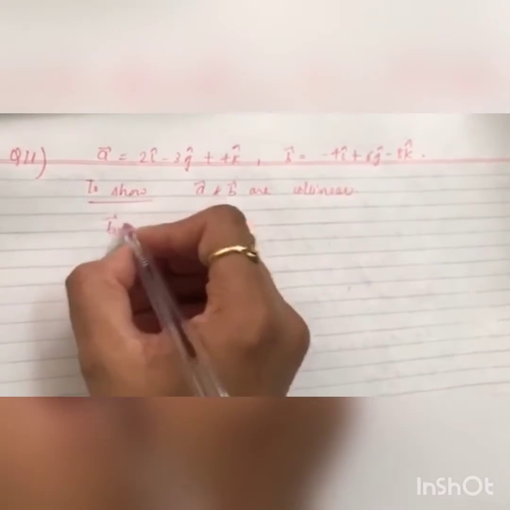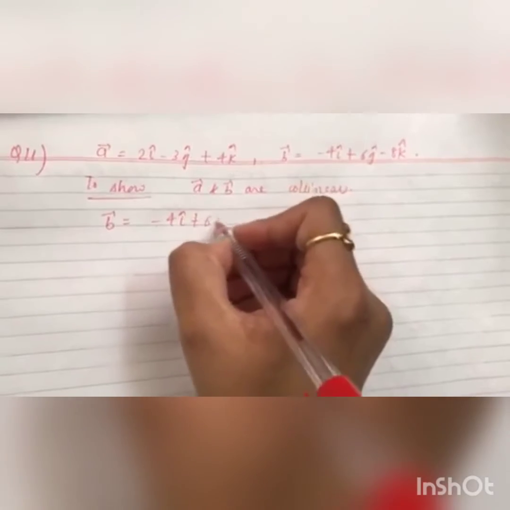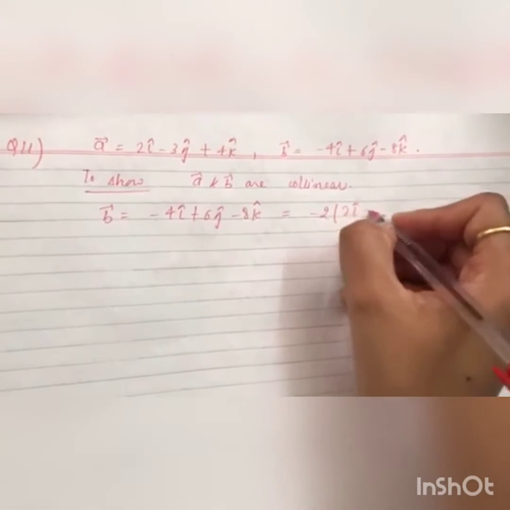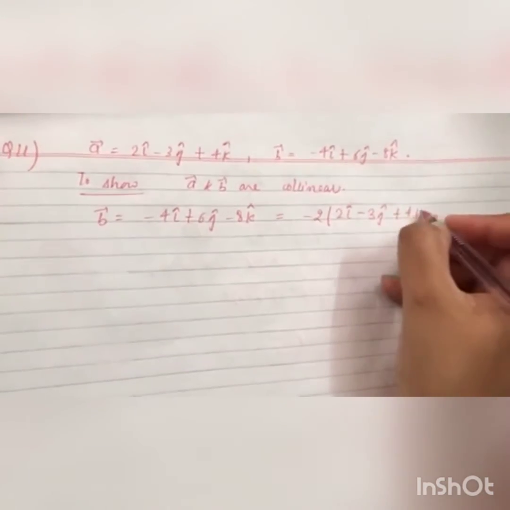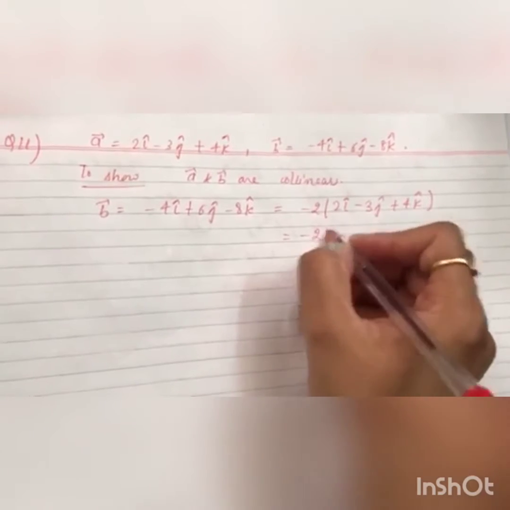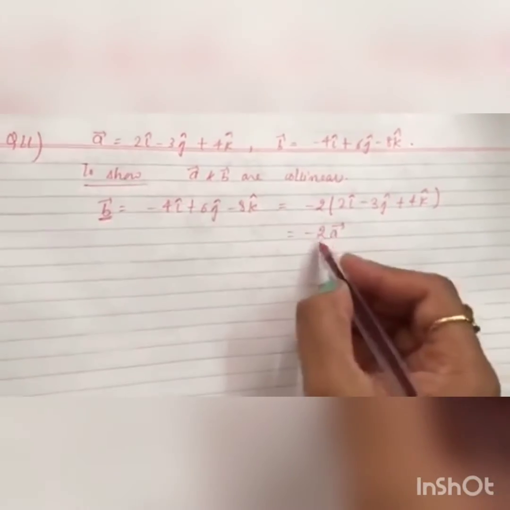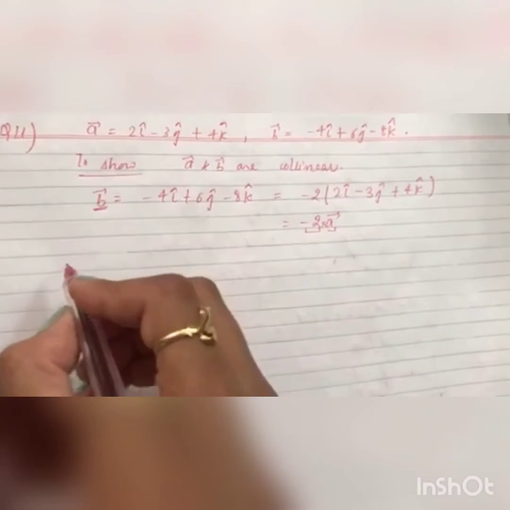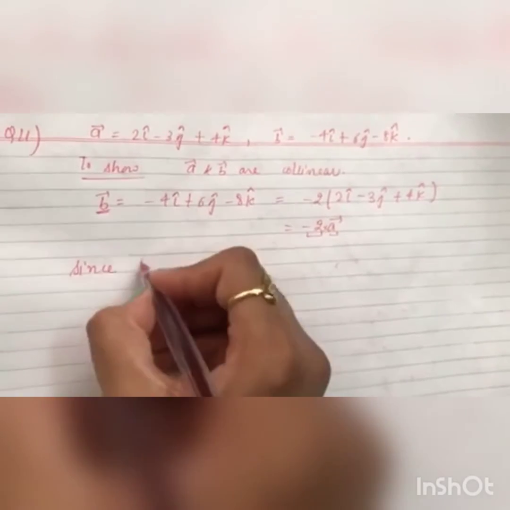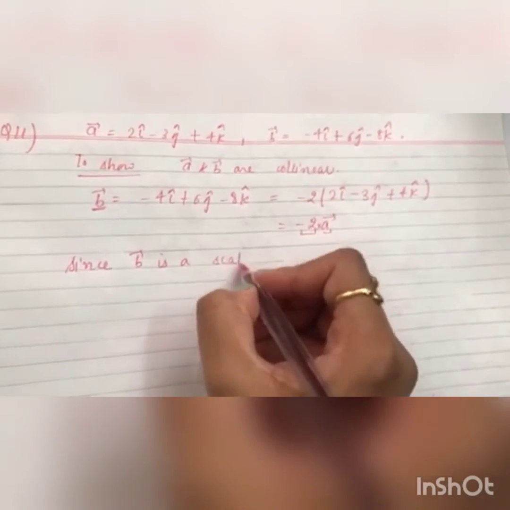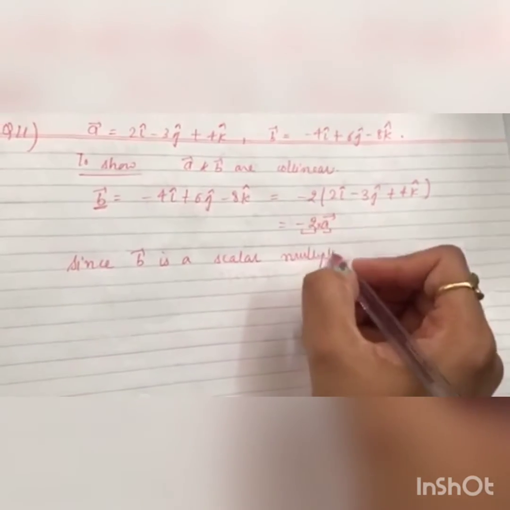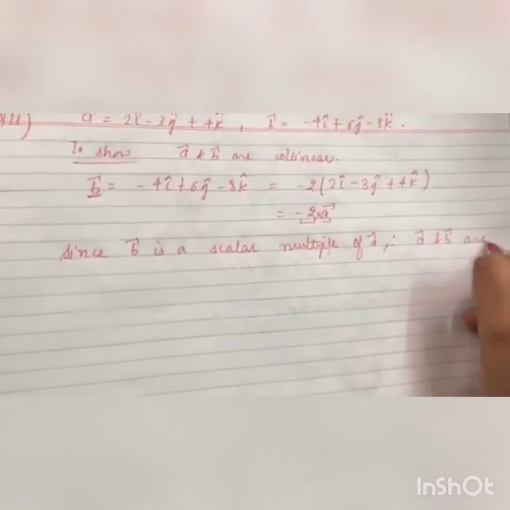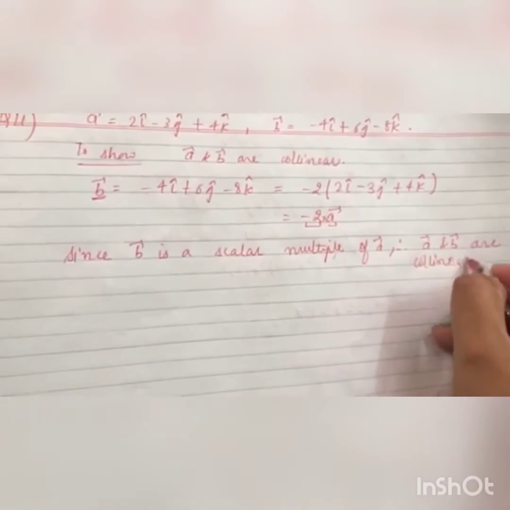So consider b vector, this is minus 4 i cap plus 6 j cap minus 8 k cap. On taking minus 2 common from this, we are left with 2 i cap minus 3 j cap plus 4 k cap. That means minus 2 a vector. So b vector is a scalar multiple of a vector, minus 2 being a constant. So you have to write a line over here: since b vector is a scalar multiple of a vector, therefore a vector and b vector are collinear, right?